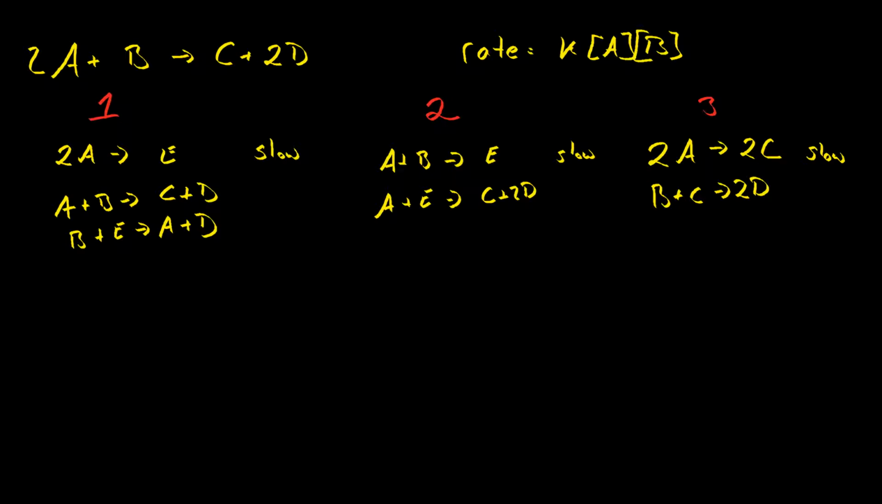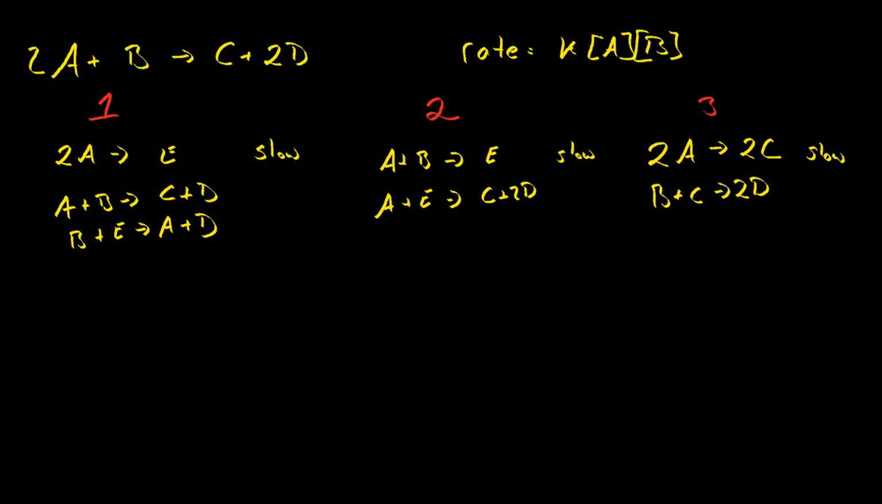Okay, so mechanism 1 says 2A go to form E. That's an intermediate, and that's our slow step. Then A and B react to form C and D. Then B and E react to form A and D. It's perfectly fine to have something show up in the mechanism that does not show up in the overall equation. That's not a problem at all. Intermediates are a fairly common thing. I've already made this problem fairly straightforward because the slow step is right up top.